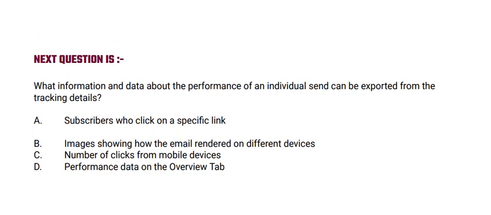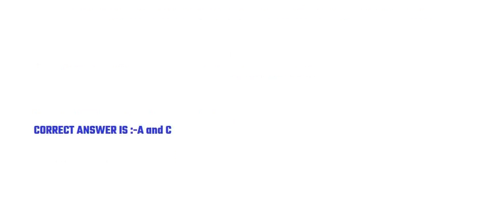Next question is, what information and data about the performance of an individual send can be exported from the tracking details? Options are: option A, subscribers who click on a specific link. Option B, images showing how the email rendered on different devices. Option C, number of clicks from mobile devices. And option D, performance data on the overview tab. The correct option is option A and C.